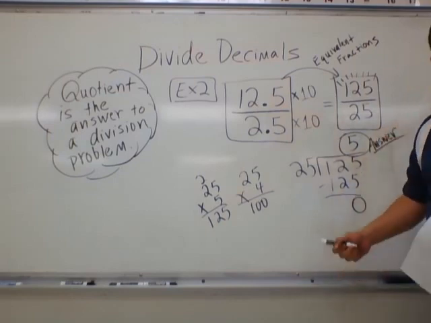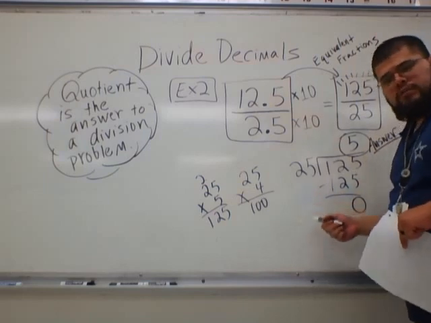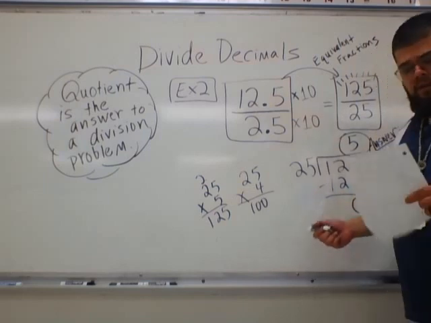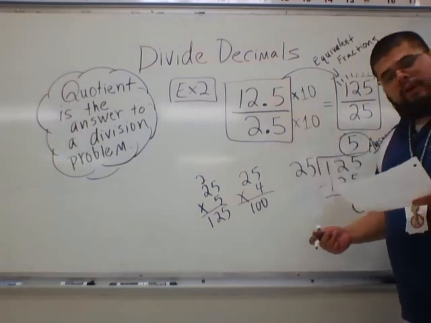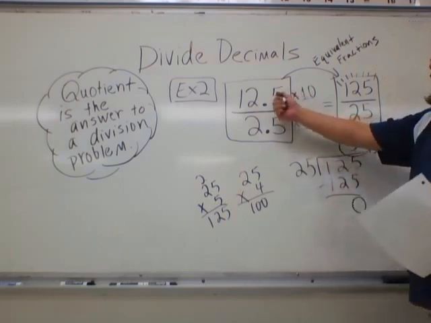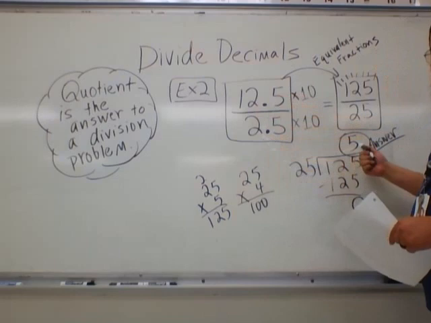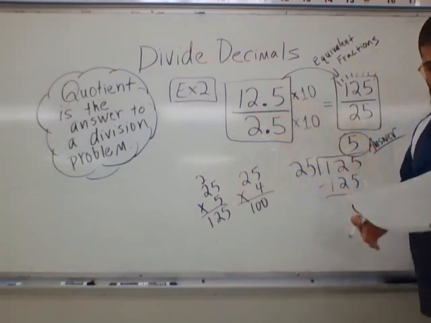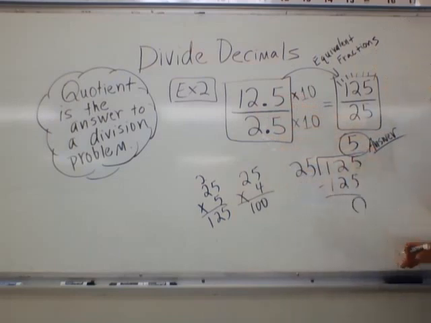Now, if you notice from example 1, right? Example 1 was 12.5 divided by 5. What do we get? 2.5. And here we get 12.5 divided by 2.5. What do we get? 5. Okay, just something to notice.